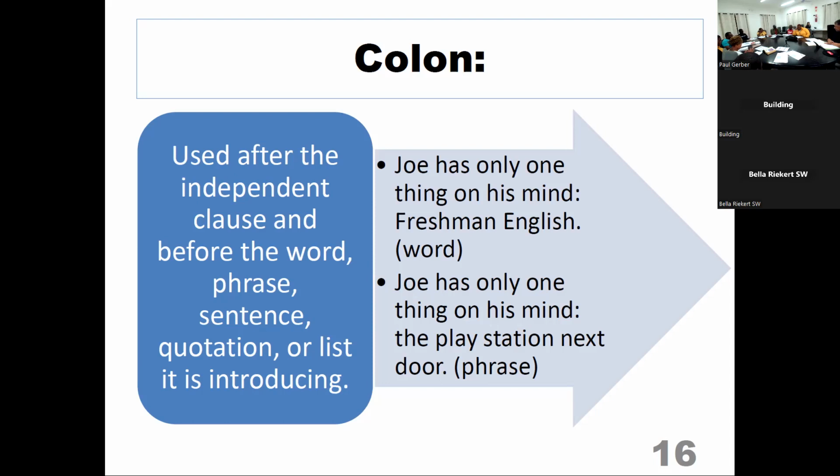So you see the colon in the first example there, it comes before the word, which is Frenchman. In the second one, it comes before the phrase, the PlayStation next door. Okay? So you see there, it's almost like the second part is trying to give you more emphasis of the first part.